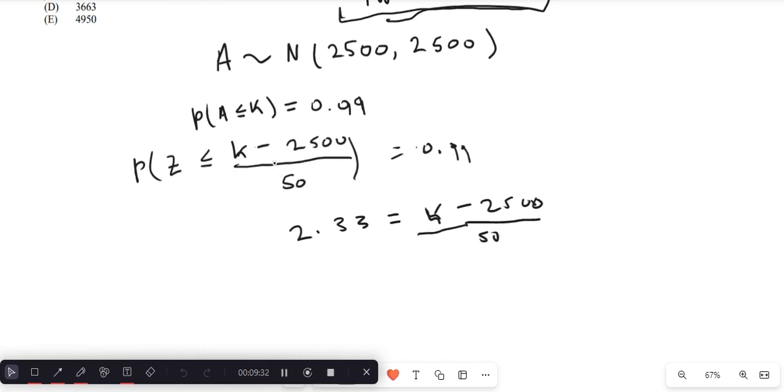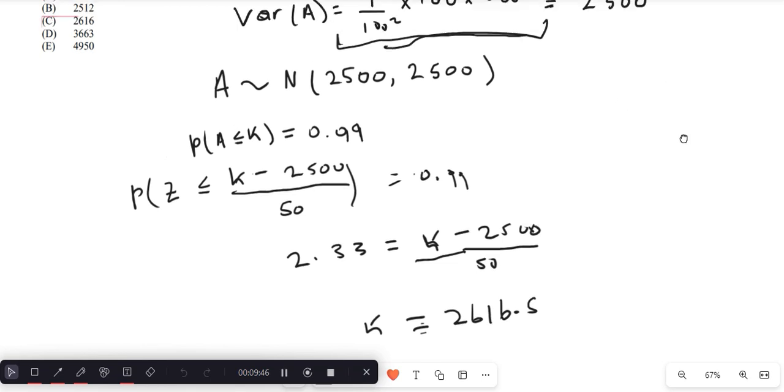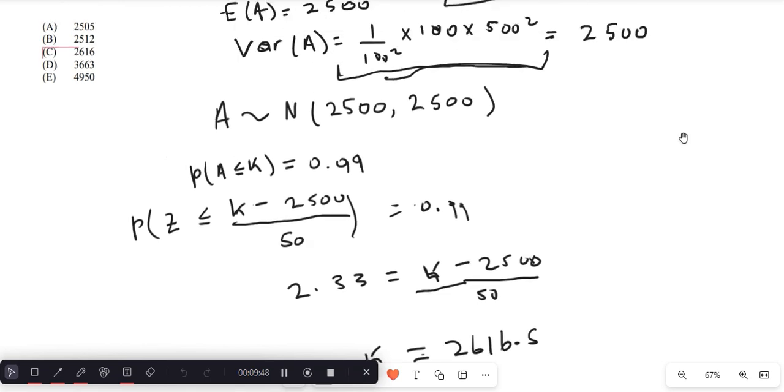Solving for k, I'm going to end up with k equal to 2,616.5, and that corresponds to the answer C. Close enough for the answer. Any questions, please?